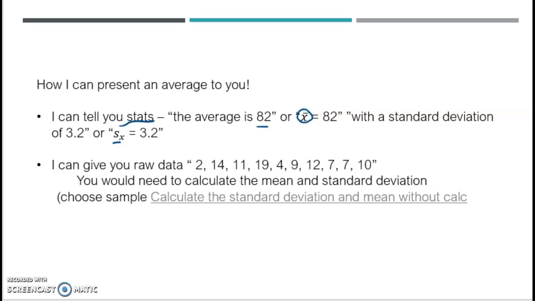Another way that I can present the data to you is if I give you the raw data. The raw data means that I give you the list of values, like if you take a test with 20 questions and this is the number of questions that each person got right. So this is a list of raw data. From the raw data, you're going to have to calculate your mean and your standard deviation.